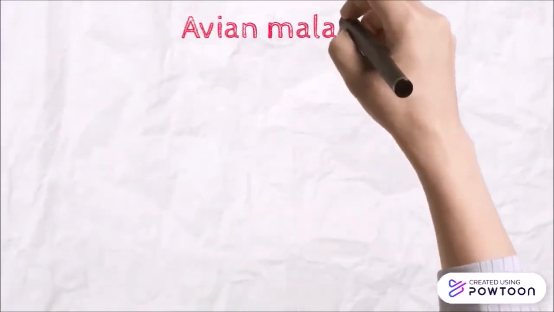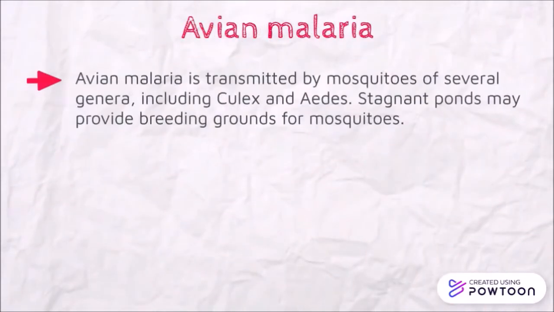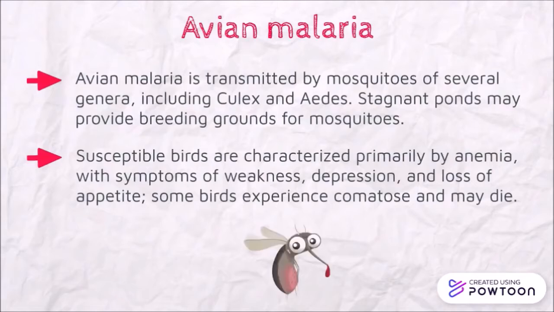Next is avian malaria. It is transmitted by mosquitoes of several genera including the Culex and the Aedes mosquitoes. Stagnant ponds may provide a breeding ground for these mosquitoes. Susceptible birds are characterized primarily by anemia, with symptoms of weakness, depression, loss of appetite, and coma, and some may die.